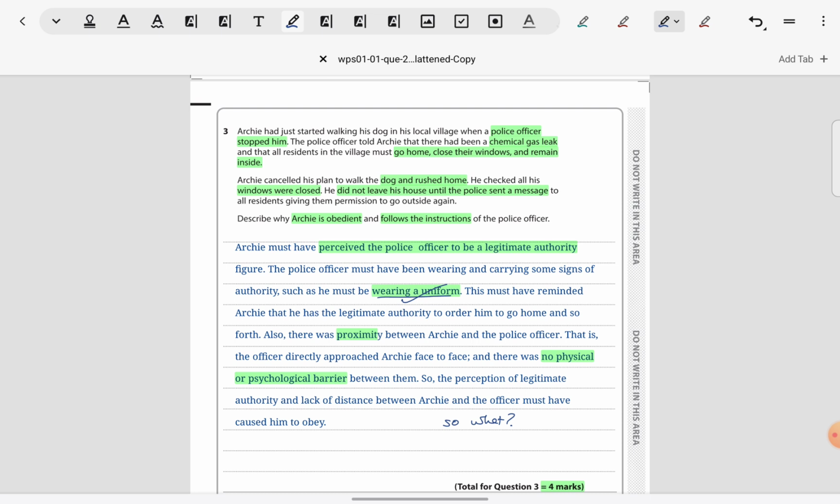Make sure you're showing your good understanding. Don't just write for the sake of answering, or don't just superficially learn the rules. Oh, if it's AO2, I have to use wording from the question, so just let me use the word Archie, and that makes the answer very good. That is not how it works.